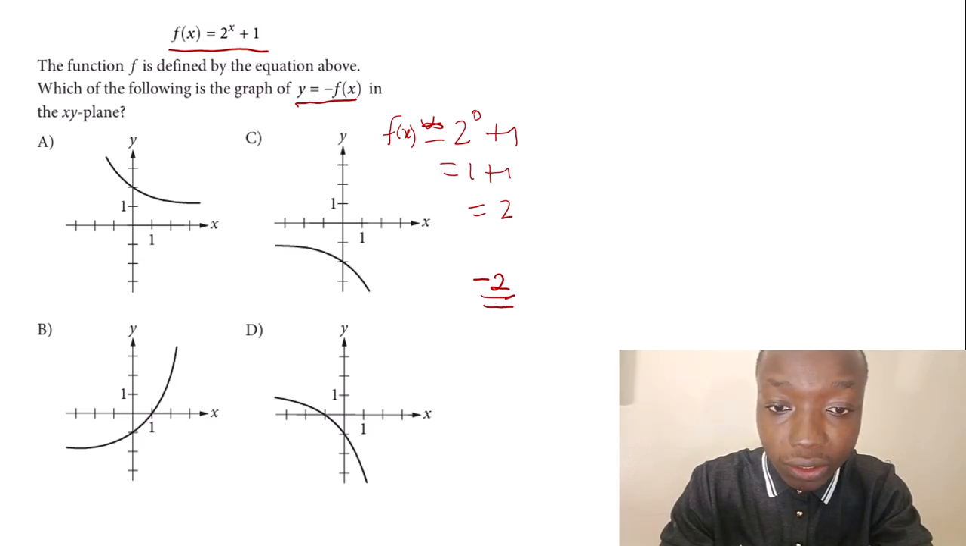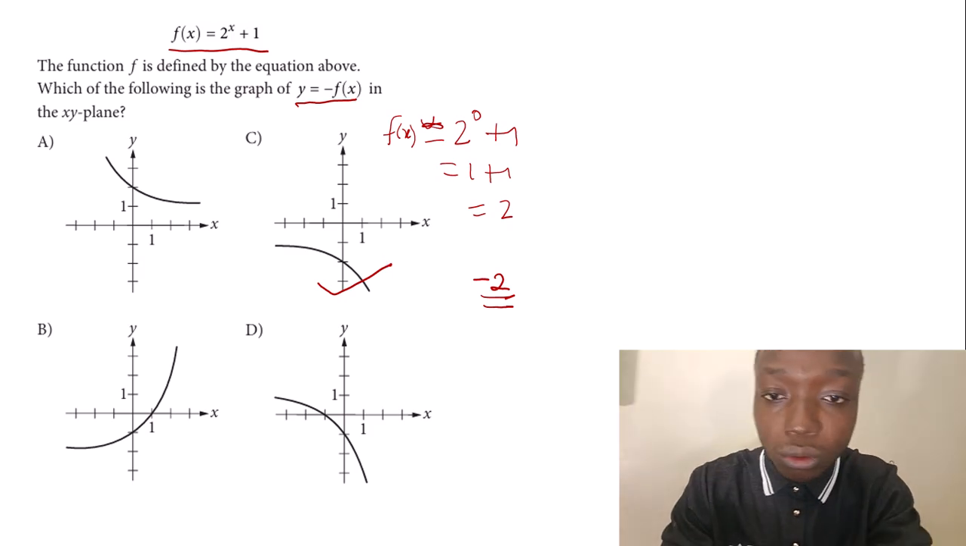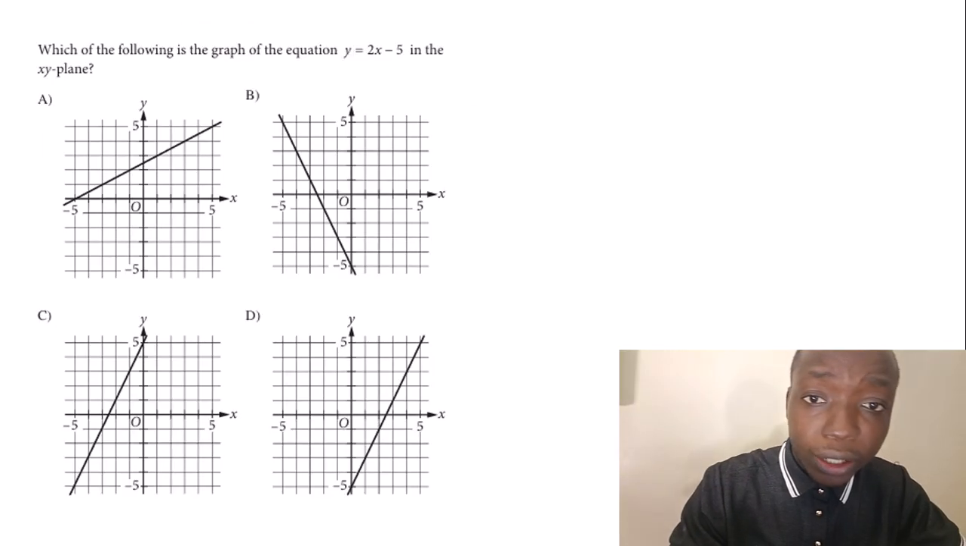So in this case, this is the only graph where the y-intercept is negative 2. So option C is the correct answer.